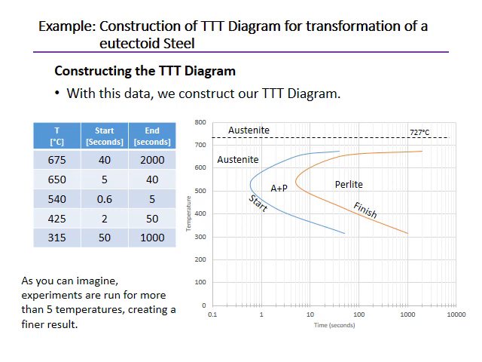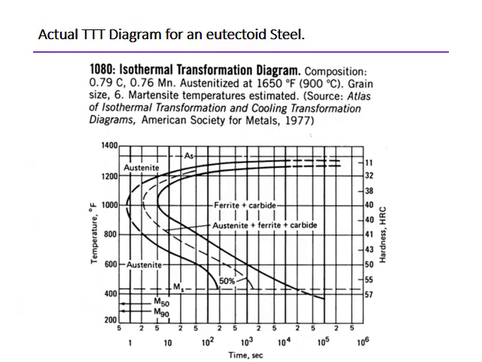So this is our TTT diagram, and you can construct this for lower temperatures for quenching. So the full diagram is this. This is the actual TTT diagram for the eutectoid steel. So this is an isothermal transformation diagram.